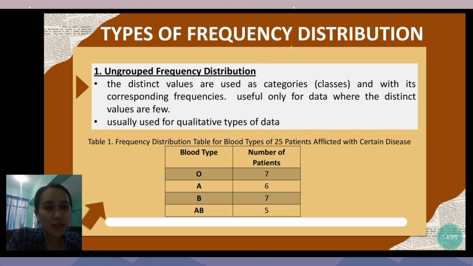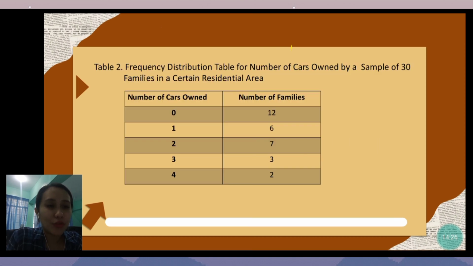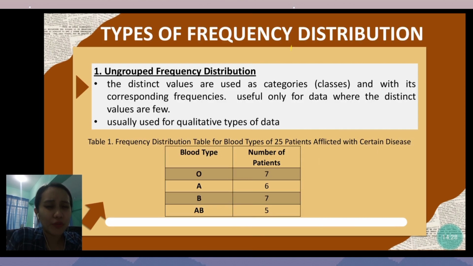here, Table 1 is a frequency distribution table for blood types of 25 patients afflicted with certain diseases. So among the 25 patients, there are 7 patients who have the blood type O. Next, for blood type A, there are 6 patients. For blood type B, there are 7. For blood type AB, there are 5.